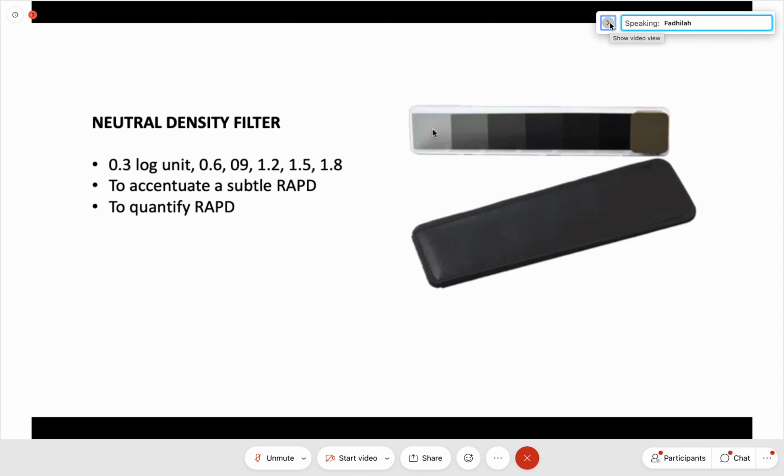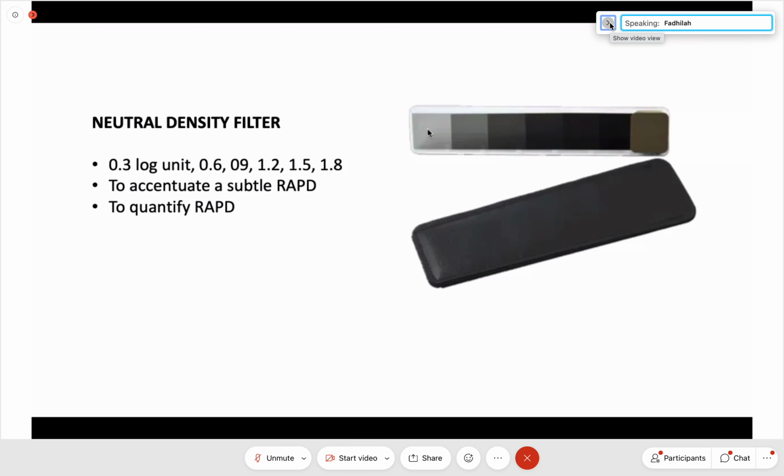So what you can do is you take this density filter of the 0.3 log unit, the lightest one, and then you put it before the eye that you suspect to have RAPD. So 0.3 in a normal person will not bring on RAPD. If you are normal, you put it before one eye and you do swinging light test, you will not get RAPD. But if you put it on the eye that has RAPD but cannot be seen very clearly, it will accentuate the RAPD. So if you put it there and you do swinging light test again, it will become more prominent, and you become more sure that there is RAPD.